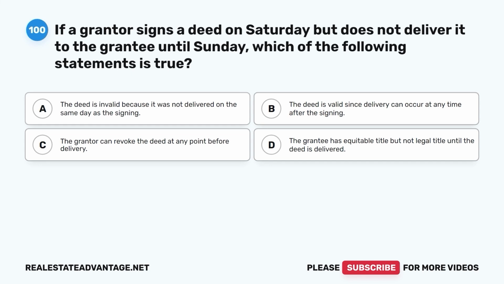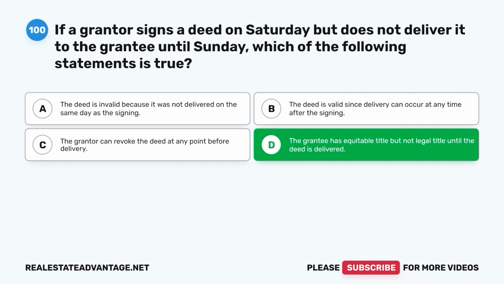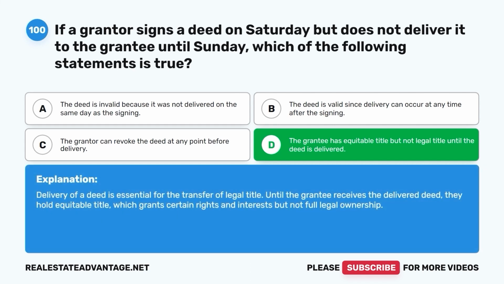Question 100. If a grantor signs a deed on Saturday but does not deliver it to the grantee until Sunday, which of the following statements is true? A. The deed is invalid because it was not delivered on the same day as the signing. B. The deed is valid since delivery can occur at any time after the signing. C. The grantor can revoke the deed at any point before delivery. D. The grantee has equitable title, but not legal title until the deed is delivered. The correct answer is D. The grantee has equitable title, but not legal title until the deed is delivered. Delivery of a deed is essential for the transfer of legal title. Until the grantee receives the delivered deed, they hold equitable title, which grants certain rights and interests, but not full legal ownership.